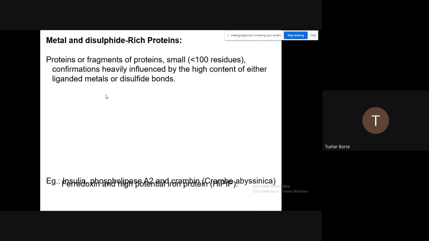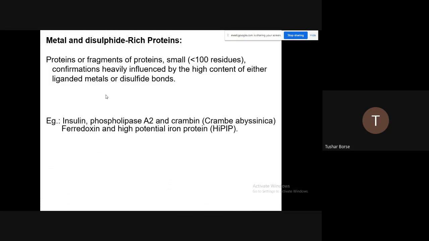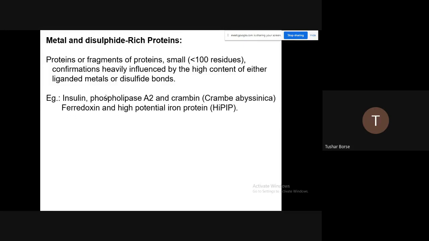Okay, examples could be insulin, phospholipase A2, crambin. Then there is a protein called ferredoxin. You have another protein called high potential iron protein. These are all proteins which are responsible for sequestering the iron, meaning they can accommodate the iron in their structure. Whenever required by the cell, this iron is released and can be provided to the cells. Or you might have heard about the calcium binding protein, one example which I have shown you. That particular type of protein comes under this category.